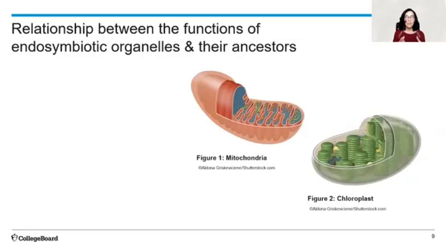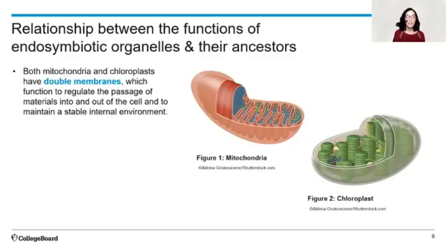So what is some evidence that supports the evolution of mitochondria and chloroplasts by endosymbiosis? Well, let's take a look at the relationship between the functions of endosymbiotic organelles and their ancestors. So we have the mitochondria and chloroplasts here in these figures, and both mitochondria and chloroplasts have double membranes. So that's the first piece of evidence. These double membranes function to regulate the passage of materials into and out of the cell and help maintain a stable internal environment. So you can see here in these figures, they have these two double membranes showing how they were once free-living and then engulfed through endocytosis, which would lead to that double membrane structure.